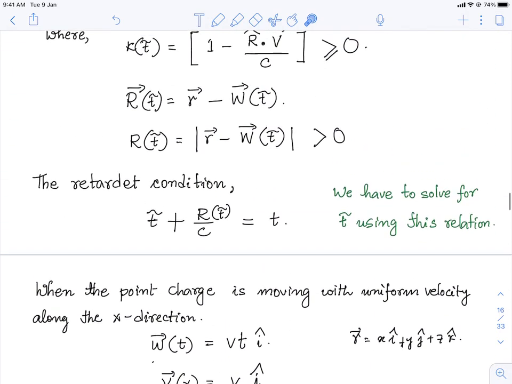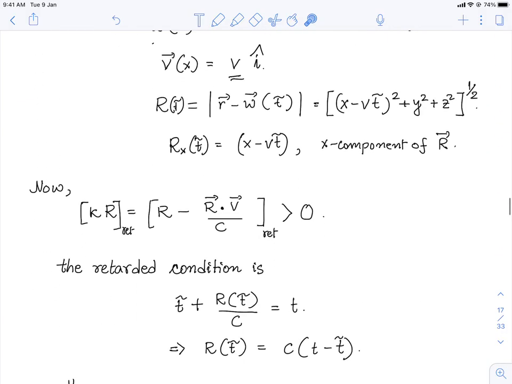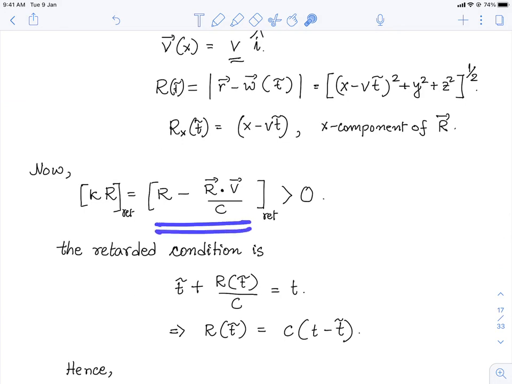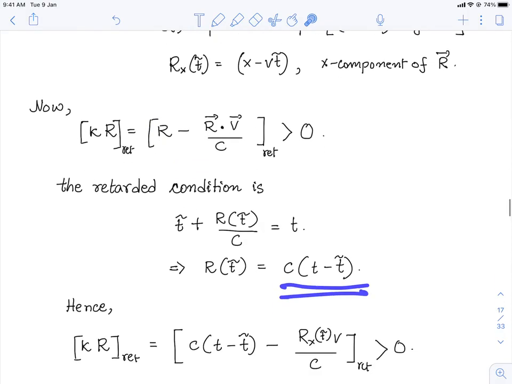I hope you realize that point. So I can take this K and multiply it with R here, then this becomes R, and this hat goes away and this becomes a vector. That's exactly what I have done in writing this. So now this R, the magnitude of the R vector, can be written in terms of c(t − t̃), so that I have substituted here.